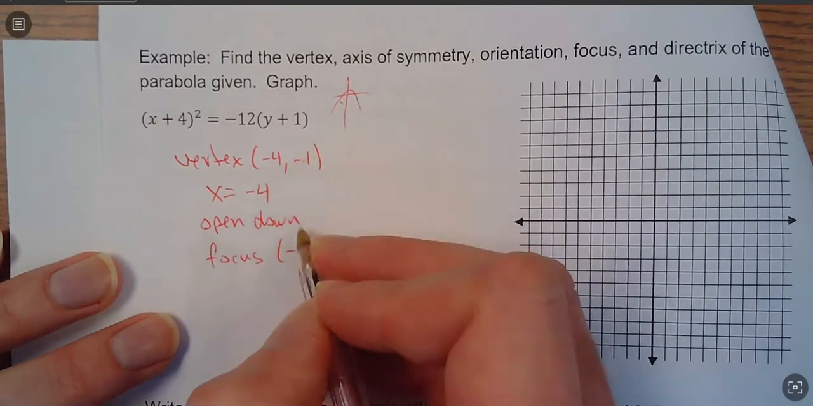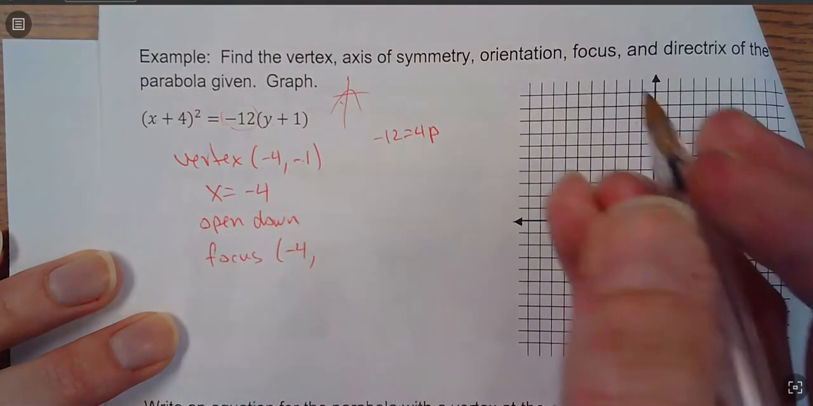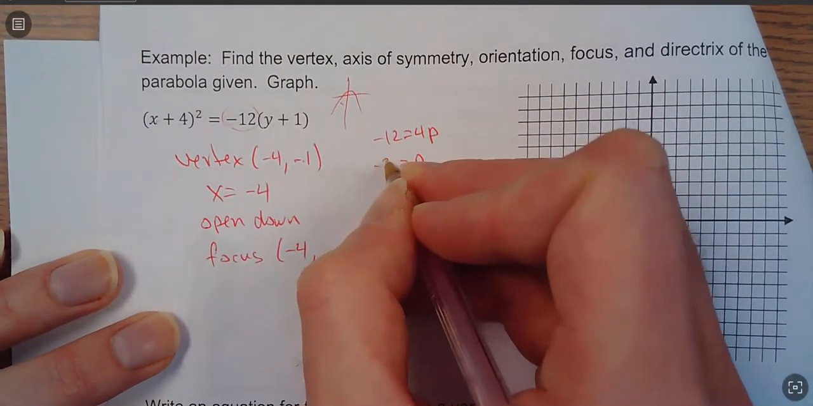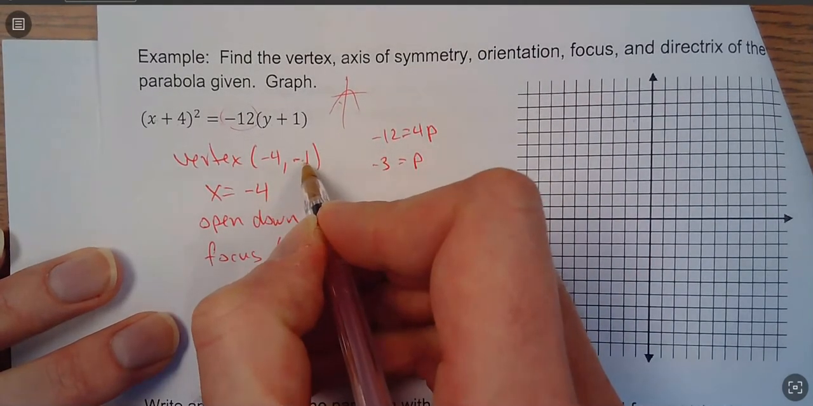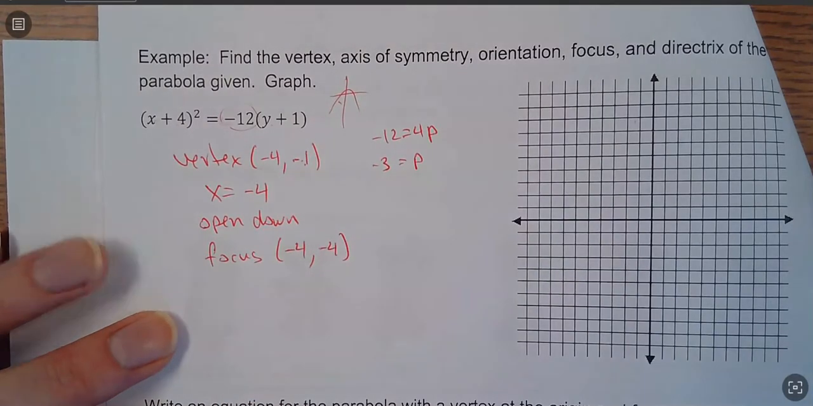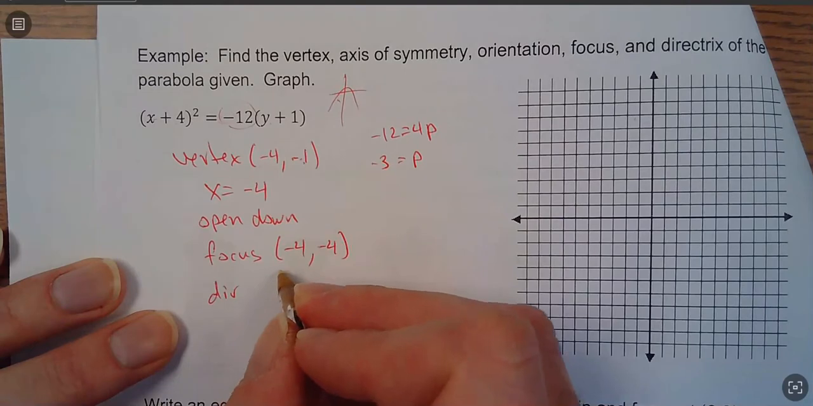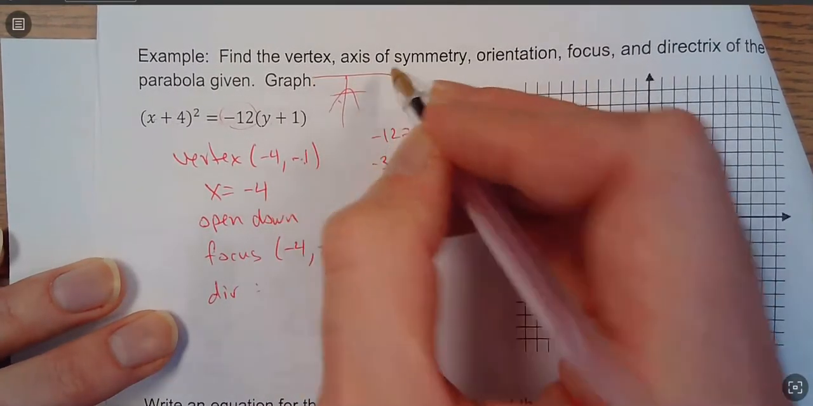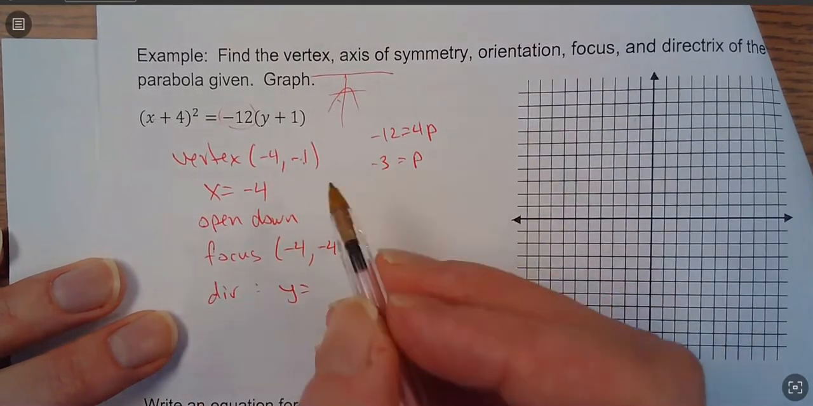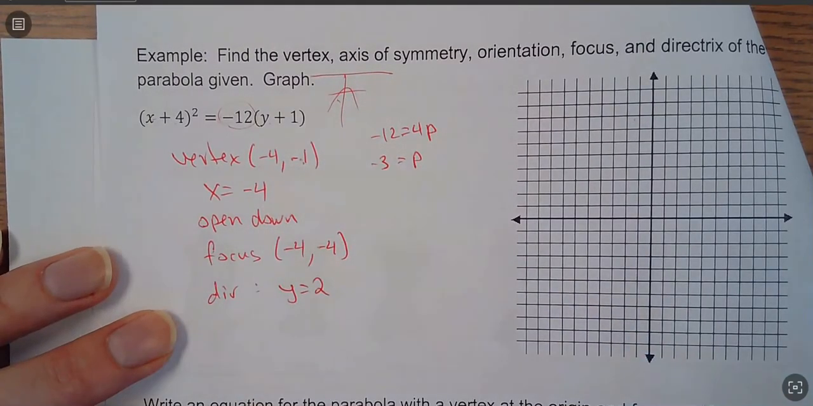So I'm at -1, I need to go further. Set that -12 equal to 4p and solve. If I divide by 4, that's -3. It means I need to go down 3 units from -1 to get to the focus. So that'd be -4. Okay, so there's the focus. And then the directrix, since this is an open down, it's going to be a flat line up here. So it's going to be y equals, and instead of going 3 units down, I go 3 units up. So I'm going to take -1 plus 3 and get y equals 2 for my directrix.